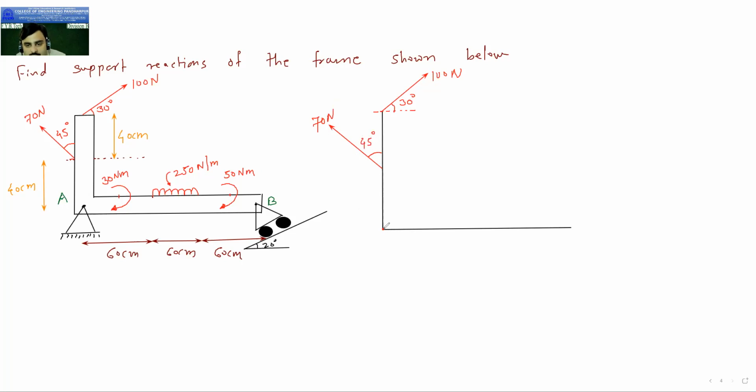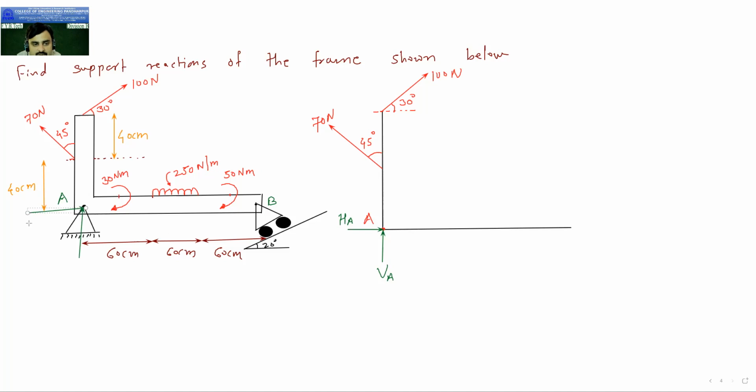Now here comes point A. This is our point A. At this point you can see this is the hinge support. So how many reactions are there for hinge support? 2 reactions are there. One reaction is vertical and the second reaction is horizontal. So I will call this VA and this reaction HA. If you show it here also, this is the reaction VA. Here is the reaction HA.